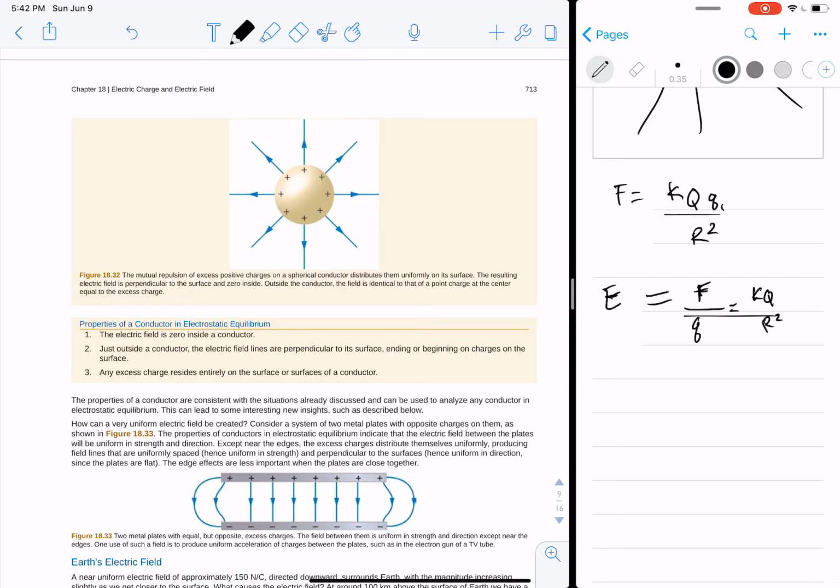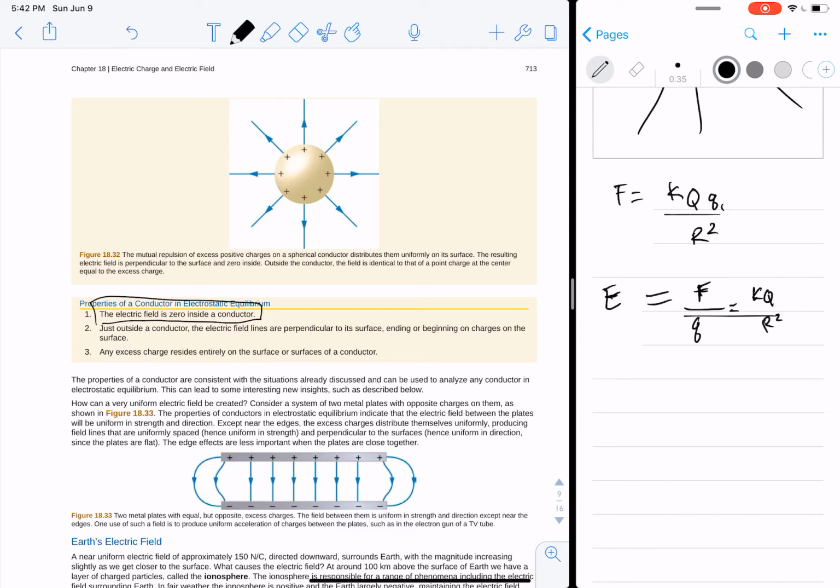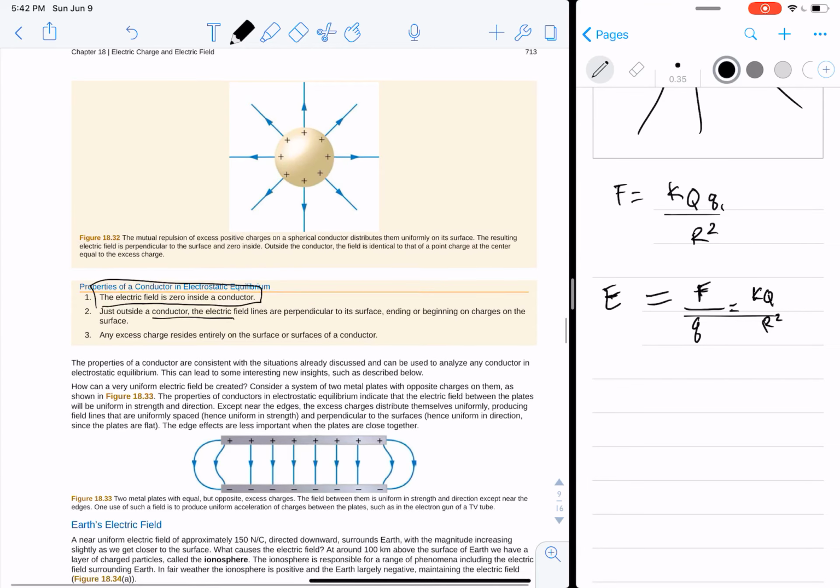Okay, so let's go back to here. If you take a conductor and you put it in electrostatic equilibrium, the electric field inside the conductor is 0, which is cool. Just outside the conductor, the electric field lines are perpendicular to the surface. You can see, boom, boom. That means a 90-degree angle where it leaves off. You're not going to get an arrow shooting off like that, since field lines can't cross, they have to come off this way. And then 3, any excess charge resides entirely on the surface of the conductor. There's no charge on the inside of the conductor.